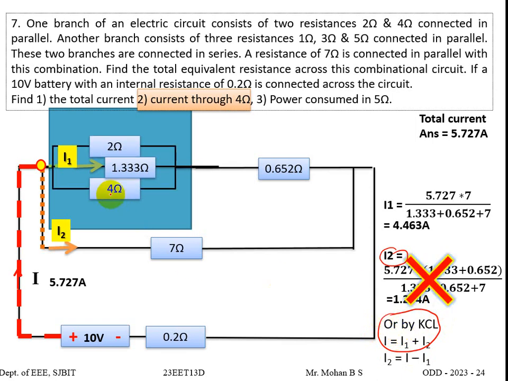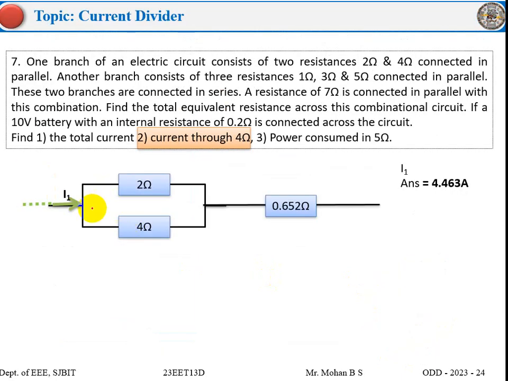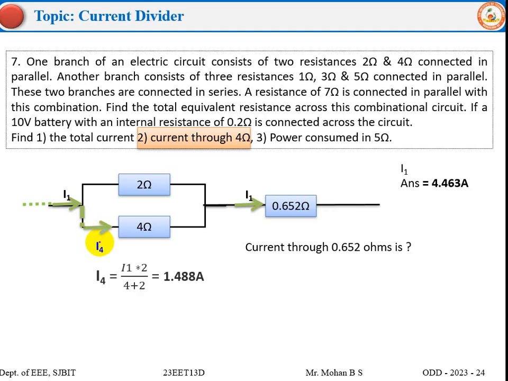Okay, now we have got I1, let us find the current through 4 ohms. Again the current would split. I want you to pause the video and find the current flowing through 4 ohms. So I4 is equal to I1. I1 is the main current for 2 and 4 ohms, into the opposite resistance 2 divided by the sum of the resistances 2 and 4, and we get 1.488 amperes. And now here we get back the same I1 current.